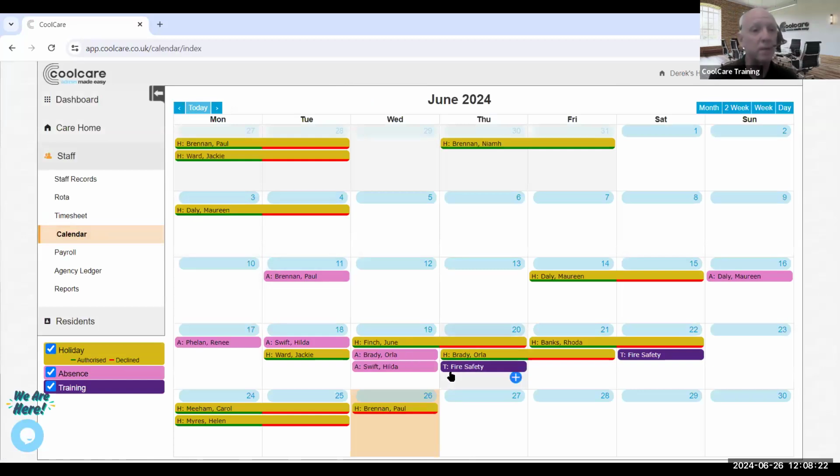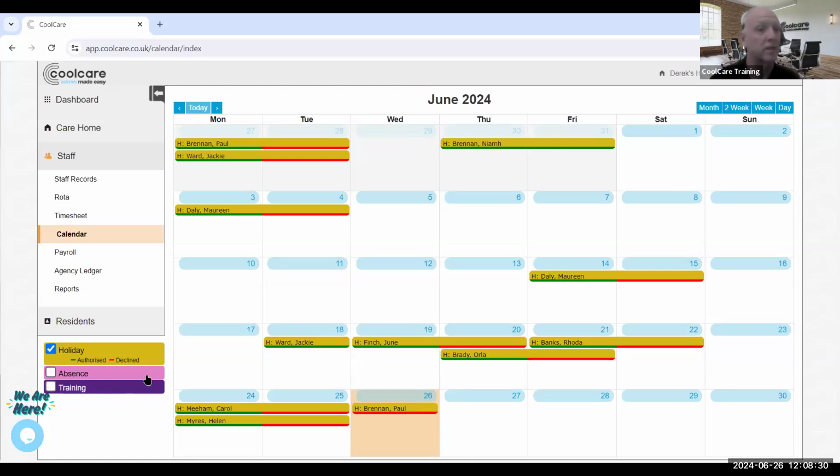By the way, if this gets really, really busy for you and there's a lot of information on there, turn off the bit you're not interested in. I'm not interested in training. I'm not interested in absence. I'm just looking at holidays. If the holiday's got a green line under it, that means it was authorized. If it's got a red line, it means it was an absence.